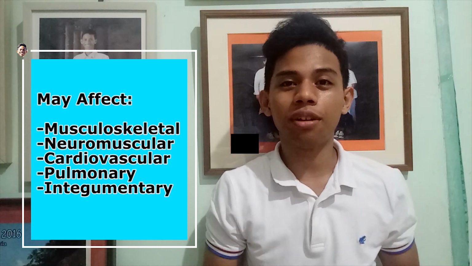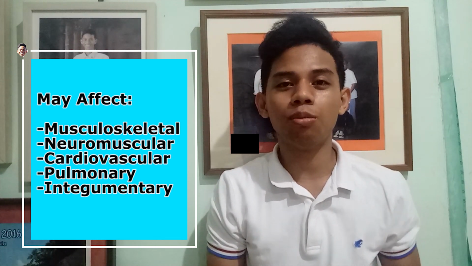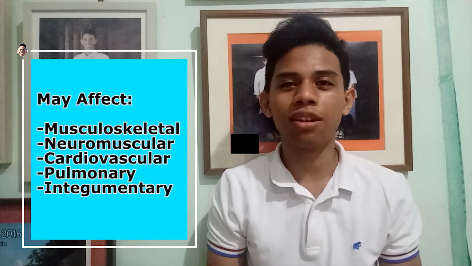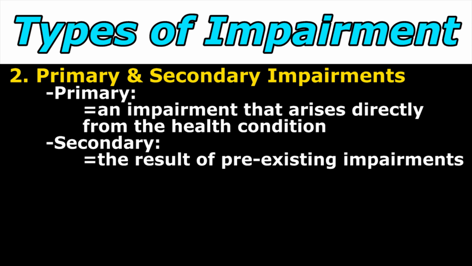Impairments may affect your musculoskeletal system, cardiovascular system, pulmonary system, integumentary system, and your neuromuscular system. And it has 3 types. First is the impairments of body function and body structure. This is when the problem can be seen through visual inspection, palpation, and a little from imaging technology or your MRI. The second type is the primary or secondary impairments.